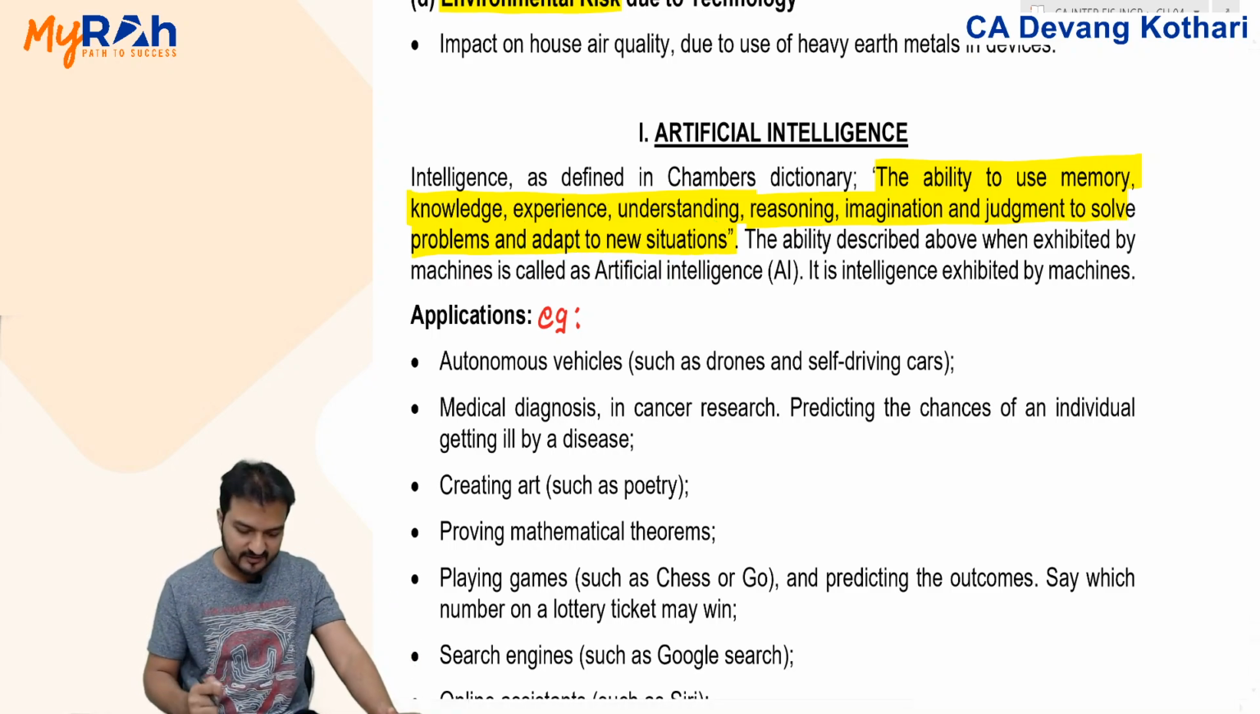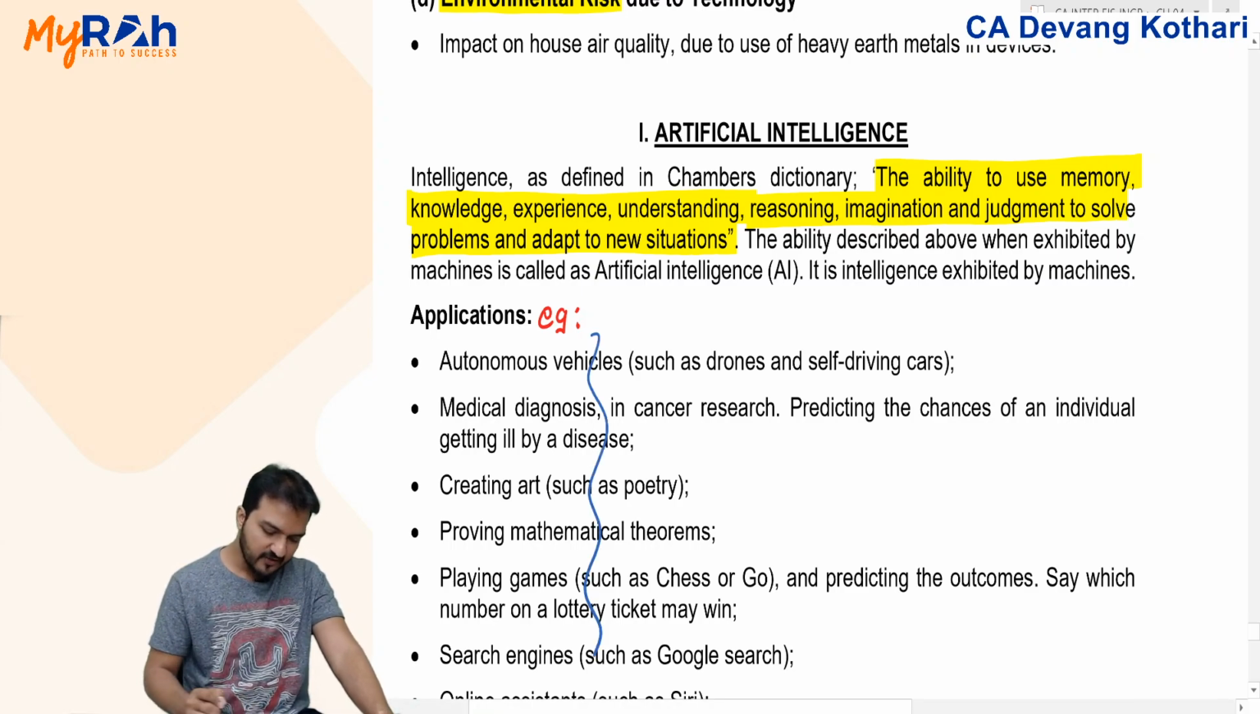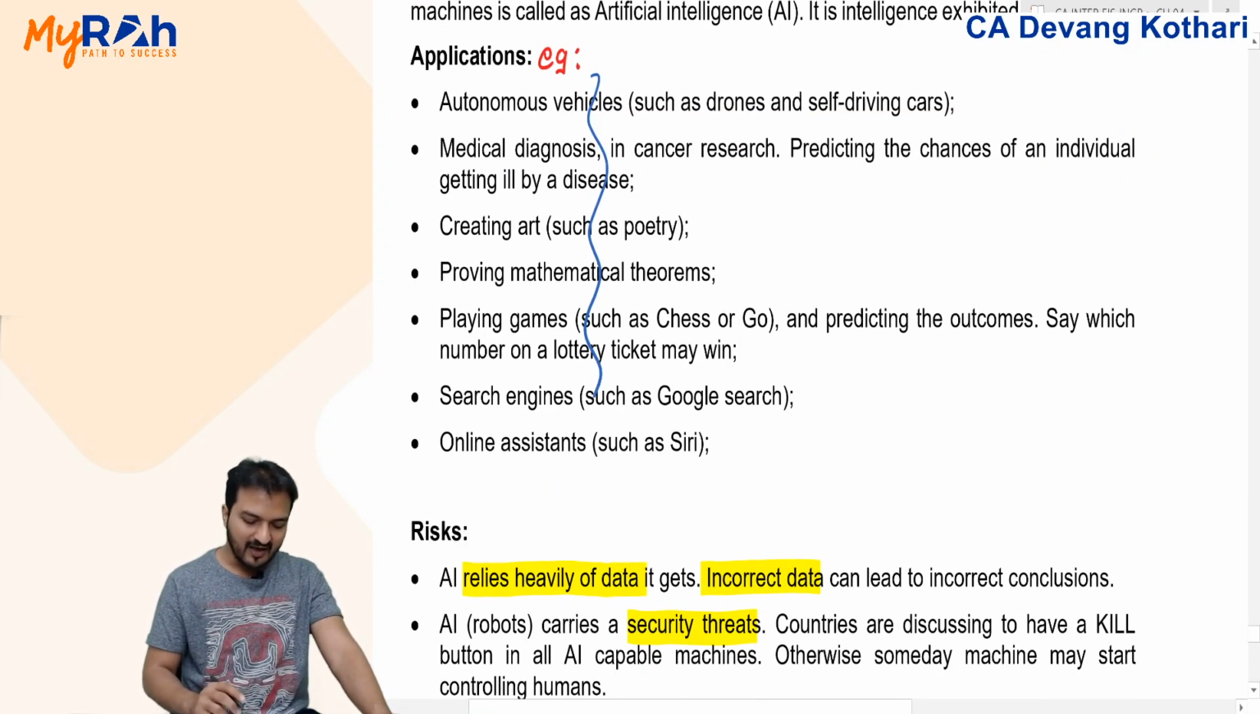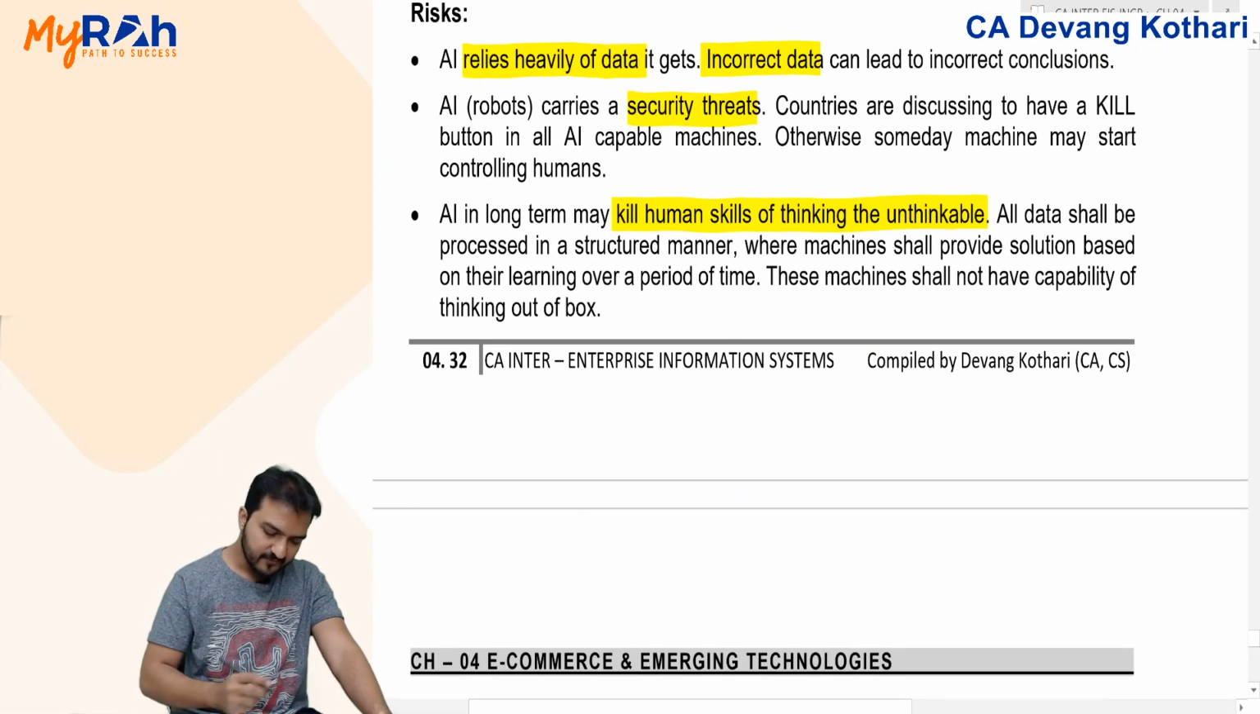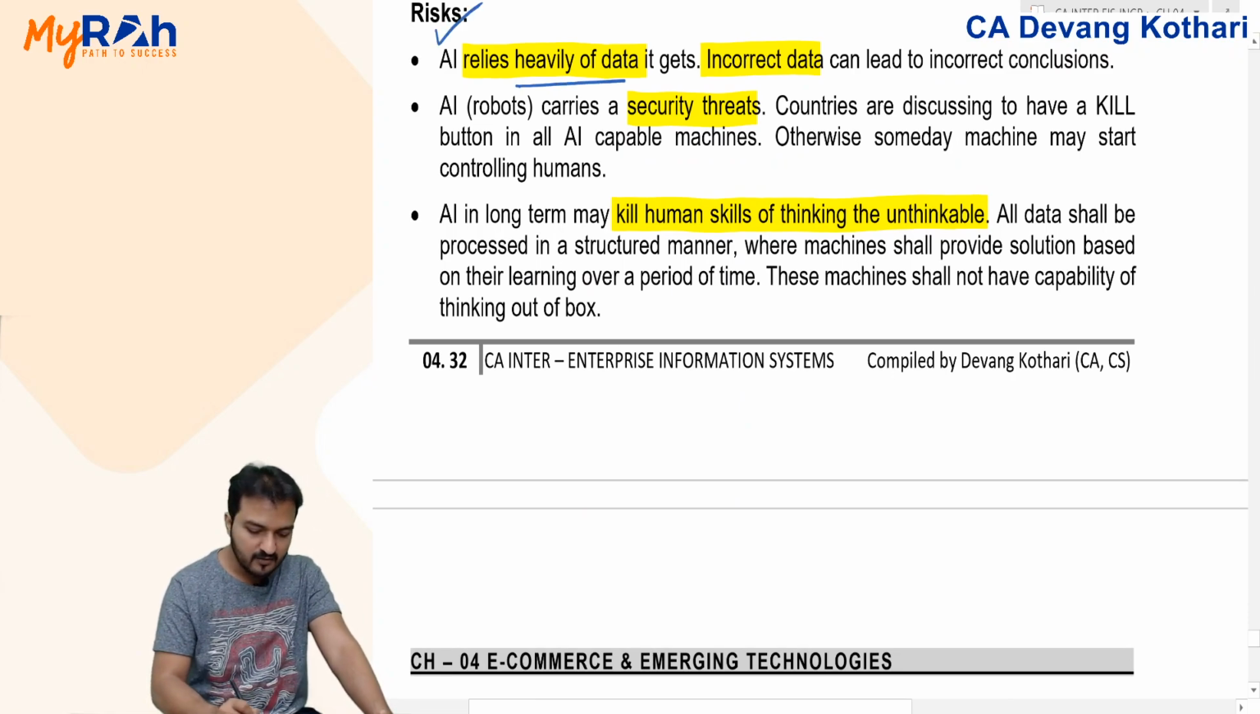That is artificial intelligence. Various examples we had discussed about artificial intelligence. Either you read these examples or you make your own examples. Anything will be fine. Risk. Well, artificial intelligence has various risks, in that it relies heavily on data. Incorrect data might lead to incorrect conclusions.